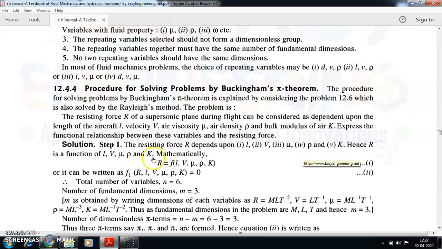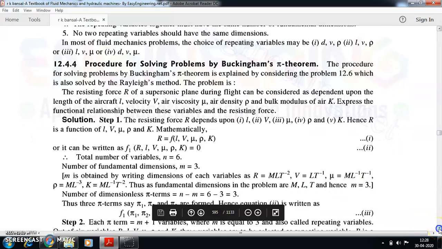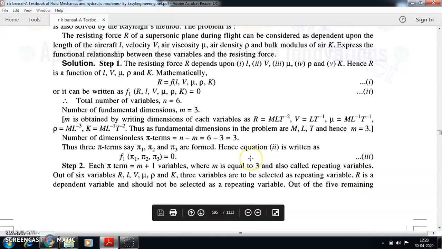Now mathematically, in the first step, I can write the resisting force R is a function of L, v, mu, rho, and K. I can express it in another way also, as a function f1 of all the 6 variables equal to 0. The number of variables, small n, is equal to 6. It doesn't matter whether it is a dependent or independent variable, we are just counting them.